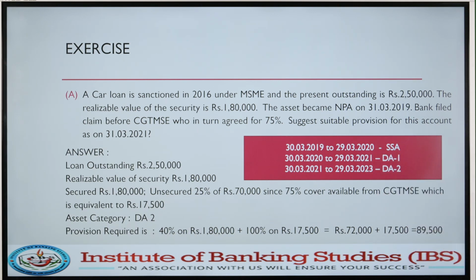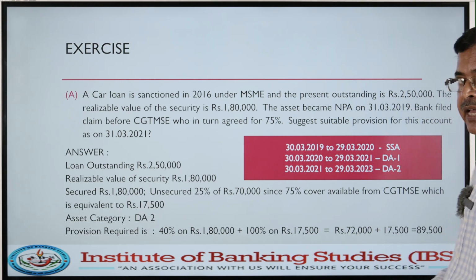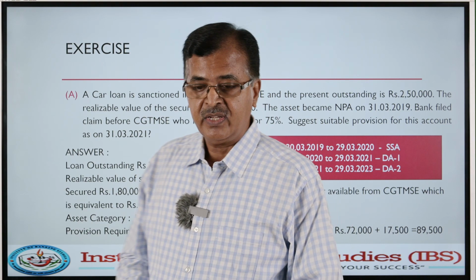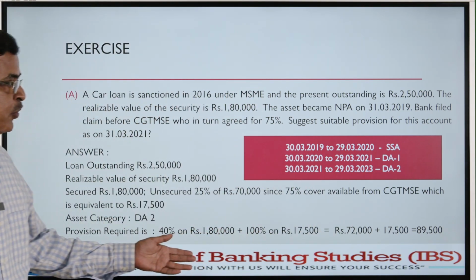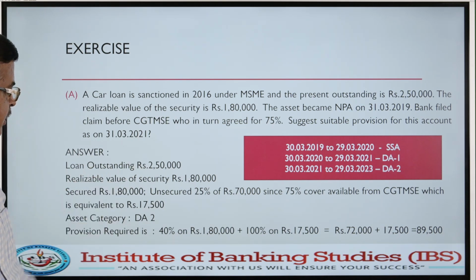So here the total outstanding is 2,50,000, the realizable value of security is 1,80,000, and out of the unsecured portion only 25% is the net unsecured, because 75% of the unsecured portion is covered under CGTMSE. Normally the CGTMSE and ECGC will cover only the unsecured portion. For the secured portion, the primary or collateral security is already available with the bank, so the bank can very well sell those securities and realize that money. In that sense, the unsecured portion has been reduced to 25% of the total unsecured.